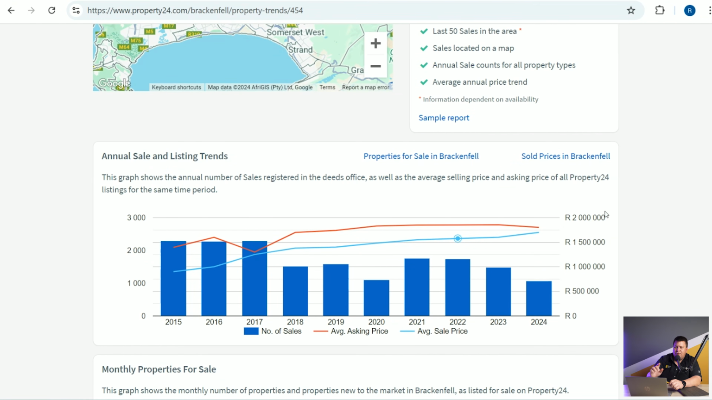Just shooting back to the annual sales and listing trends and trying to provide some caution when looking at these statistics. I did mention that you might make some incorrect assumptions when looking at these graphs, but if you're looking at the average asking price, you'll see that it's remained pretty stable from 2018 up to 2024. I can also tell you that the suburb, from trading experience, over that same period, capital growth has been about 8.5% per year.